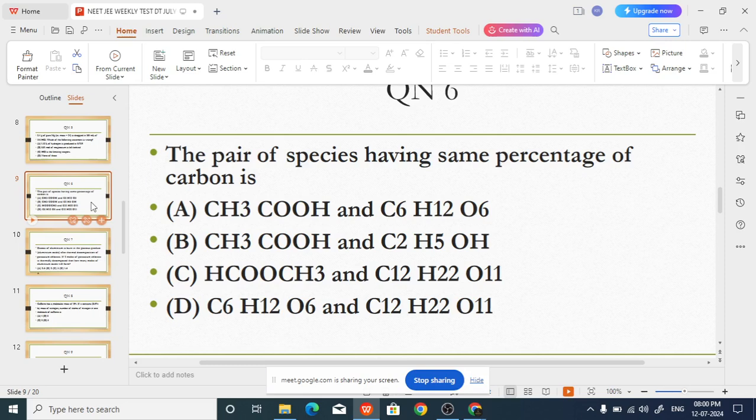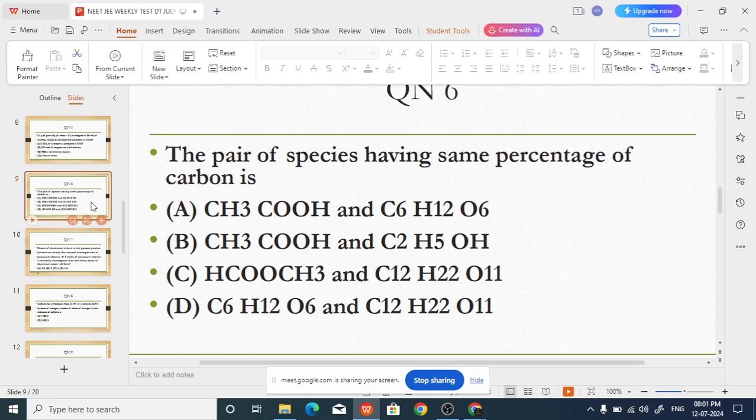How do you find out the same percentage of carbon? CH3COOH. What is the molecular weight? Can you calculate? H equal to 1, C equal to 12, O equal to 16. So how much are you getting? CH3COOH. C is 12. H is 1 into 3 is 3. Again another 12. O is 16. Another O is 16 plus H is 1. So how much are you getting?